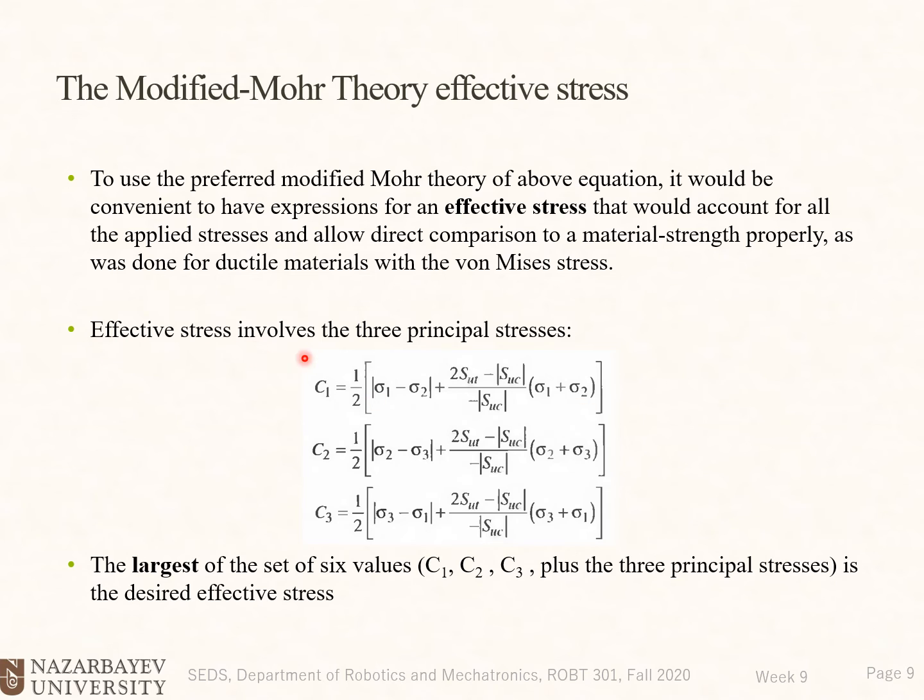Effective stress involves the three principal stresses. So we need to find sigma 1, sigma 2, and sigma 3, and then we should calculate these constants, C1, C2, and C3. So these are three constants, and we need to calculate all of them. The largest of the set of 6 values, C1, C2, C3, plus the three principal stresses, sigma 1, sigma 2, and sigma 3, is the desired effective stress.